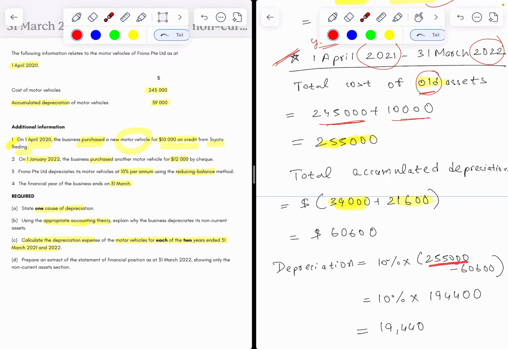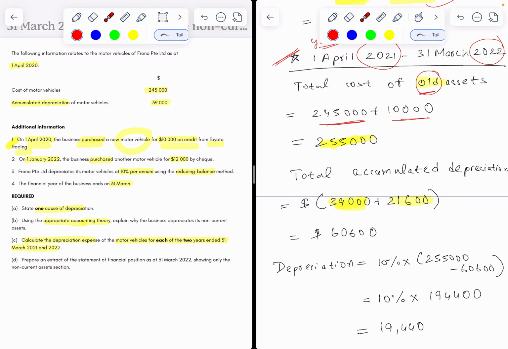All right. So depreciation can be derived for the next financial year ended 31 March 2022 by multiplying the given rate of 10% on the net book value, which is the difference between the cost and the accumulated depreciation that we have got. All right. And that would be $19,440 for this old batch of assets.